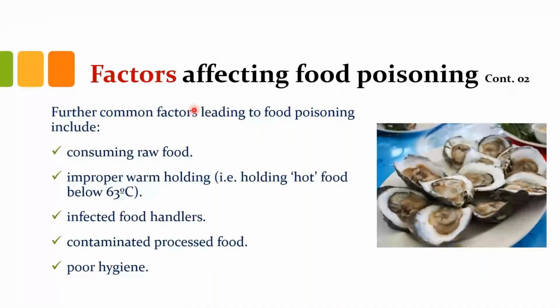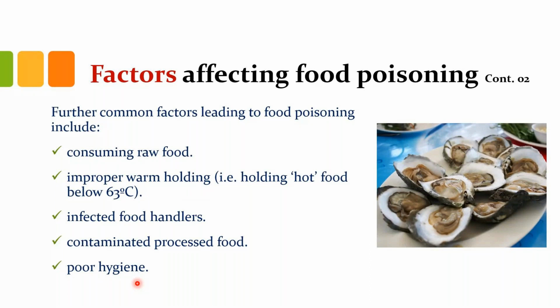Factors also include consuming raw food, and some cultures are consuming raw food, which makes them vulnerable to foodborne disease. Improper warm holding, or holding hot food below 63 degrees. Infected food handlers or food processors themselves, the people who are making food, can infect the food they are processing. Contaminated processed food, and poor hygiene.